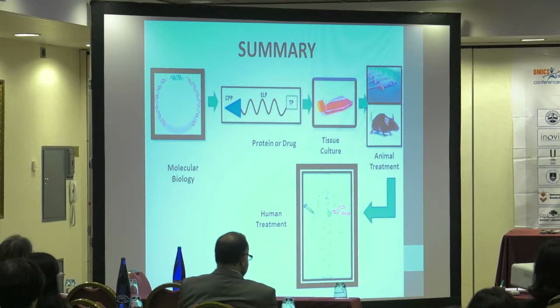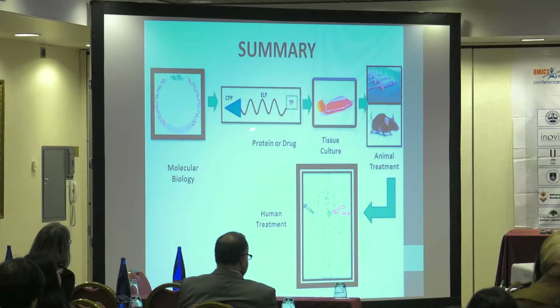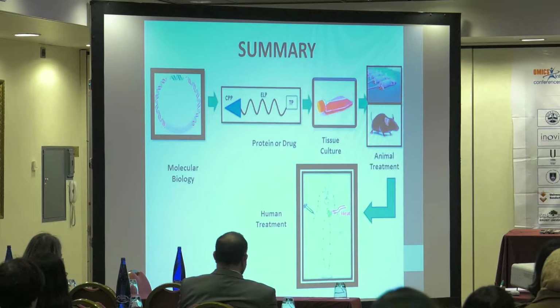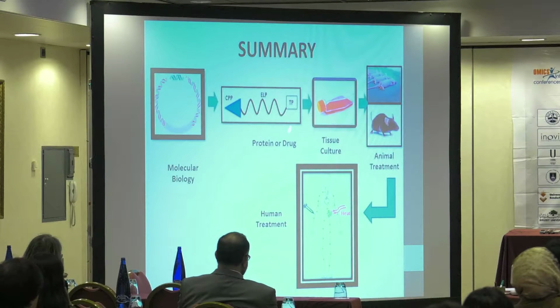So in summary, what we do is we make these ELPs. We do simple molecular biology, then we purify it. We can purify it in high quantities, and then we do tissue culture, checking for the activity and the targets. We also do mice, but our ultimate target is to go to human treatment.